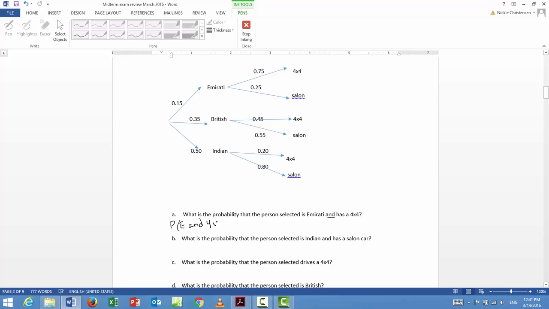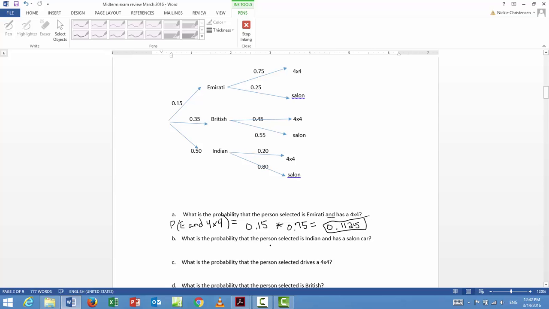We want the probability of Emirati and 4x4. Okay, so that's just going to be probability of Emirati, which is 0.15. We know that and means times. Okay, and then the probability of Emirati and 4x4, okay, 0.75. So we just multiply those out then, and we're going to get 0.1125.